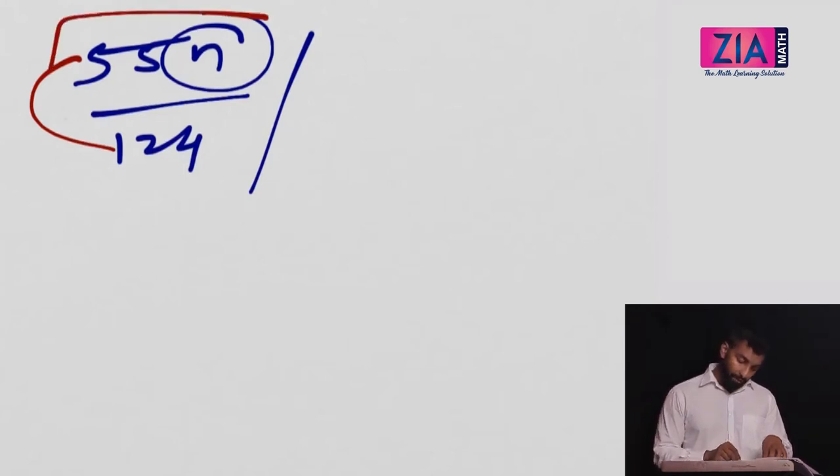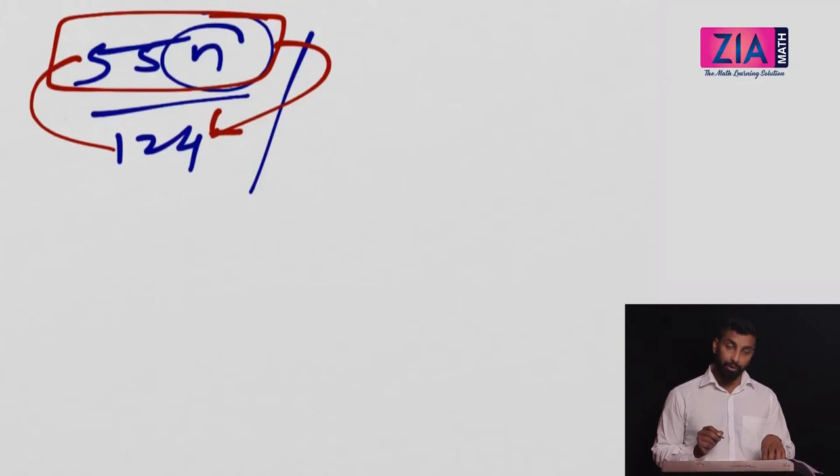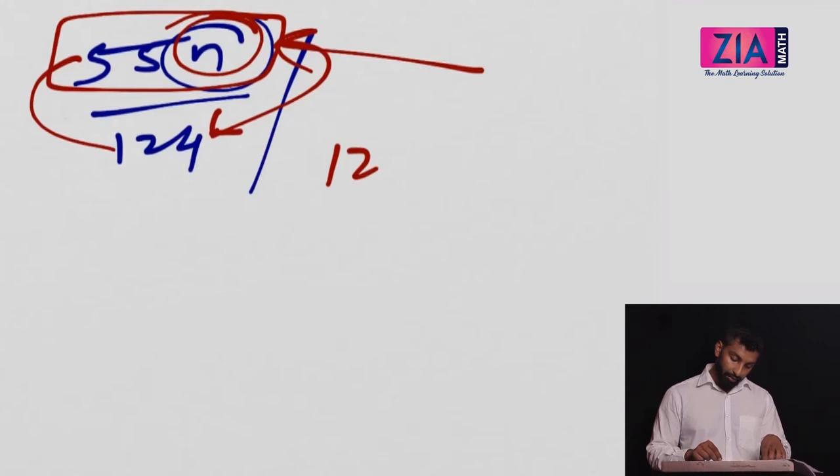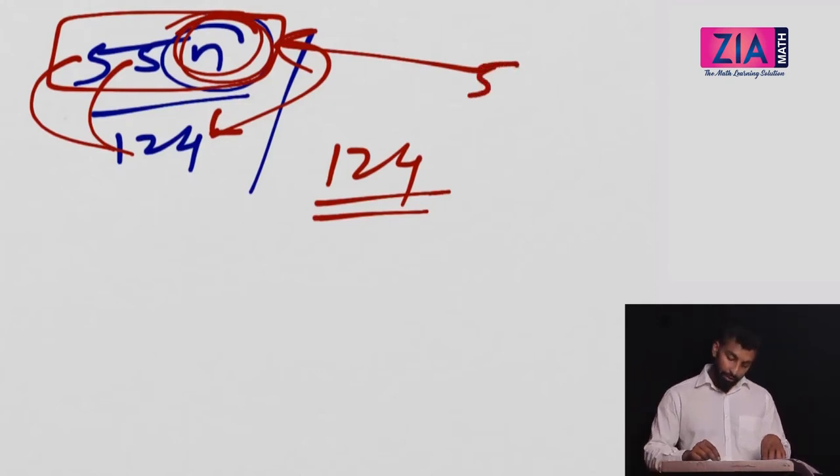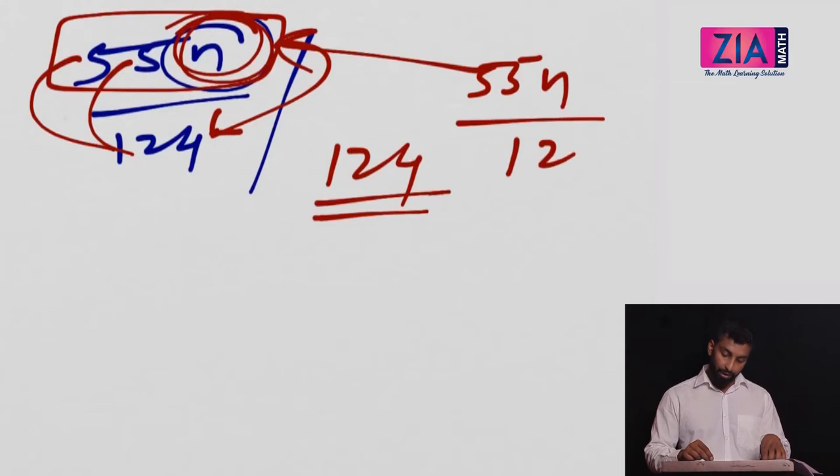So no common factors between 55 and 124. So for 55n to be divided by 124, n should be a multiple of 124, okay? And we are asked to find the least number, right? So the minimum integral value of n has to be 124 itself. So what we did is, there is no common factor between them. So n has to be a multiple of 124. Then only 55n is divisible by 124.